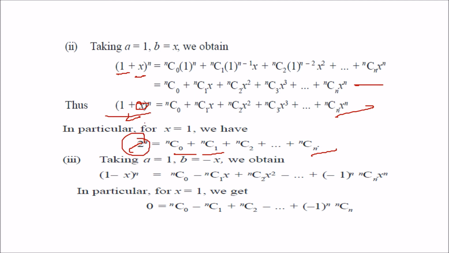If you place b equal to minus x, that is (1 minus x) to the power n, alternate terms are negative. So for x equal to 1, 1 minus 1 is 0. Every alternate term will be negative, so these are going to cancel out.